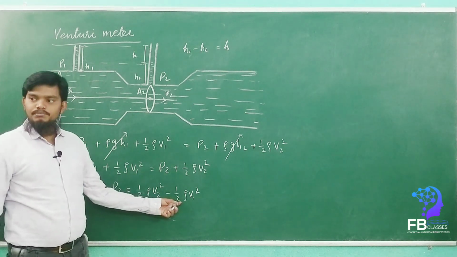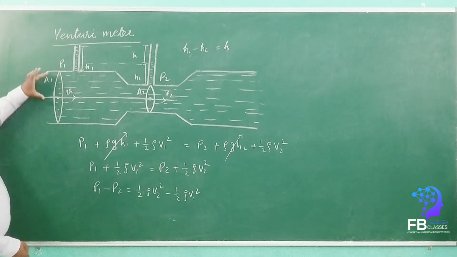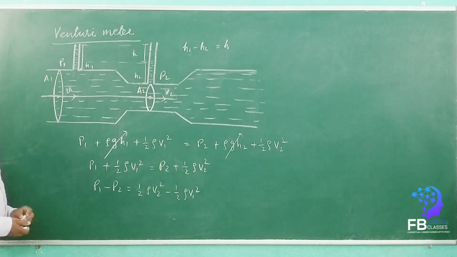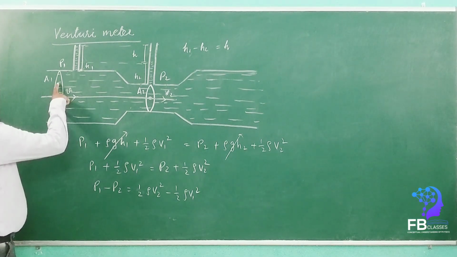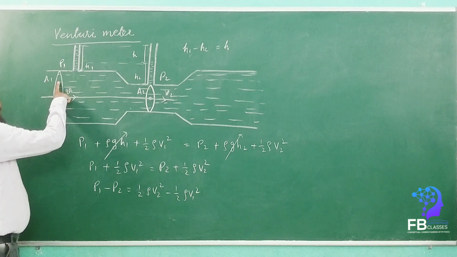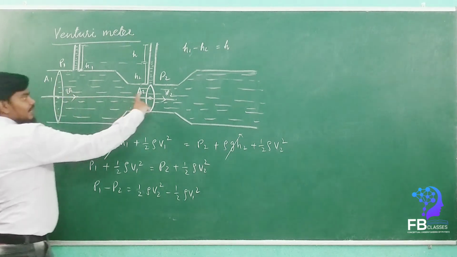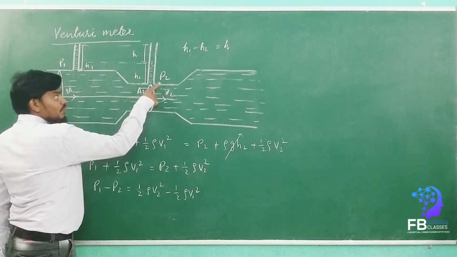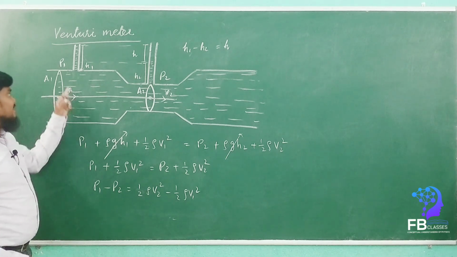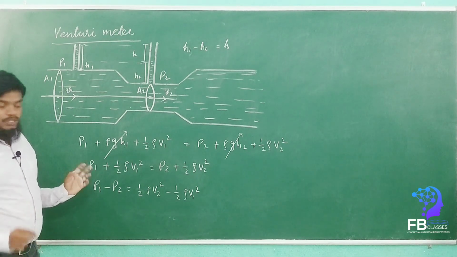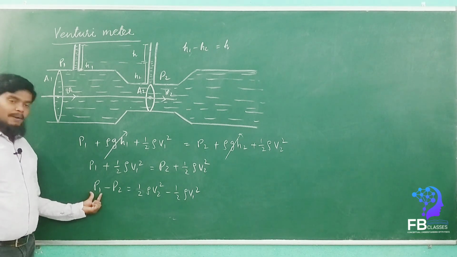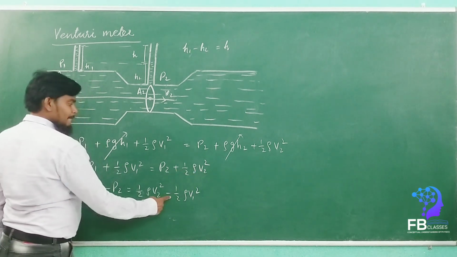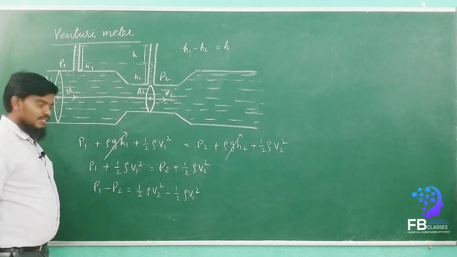Are you getting my point? Yes or no? Because P1, the pressure at this point, is high compared to P2, because we know according to the equation of continuity, see here the velocity is very less because the area of cross section is more, so velocity is less compared to this. So A2 is less area, velocity is more. If the velocity is more, pressure is less. So here velocity is less, so the pressure is more. Are you getting my point? So that is why P1 is greater. That's why we are taking P1 minus P2 is equal to half rho V2 square minus half rho V1 square. Are you getting my point?